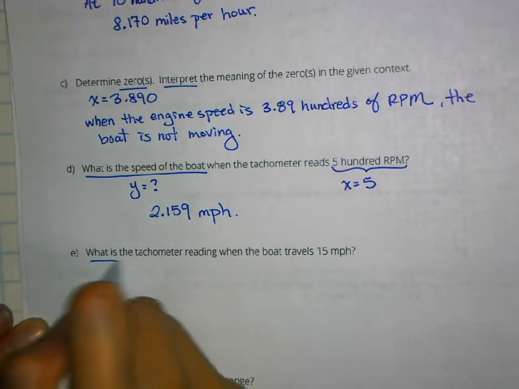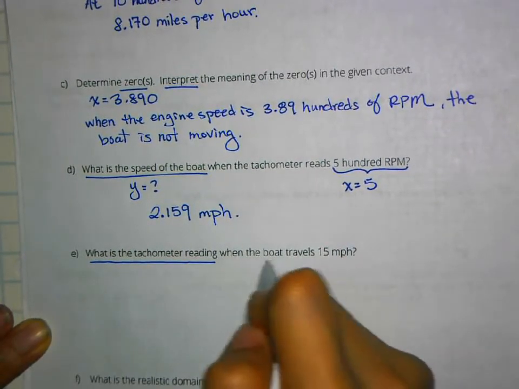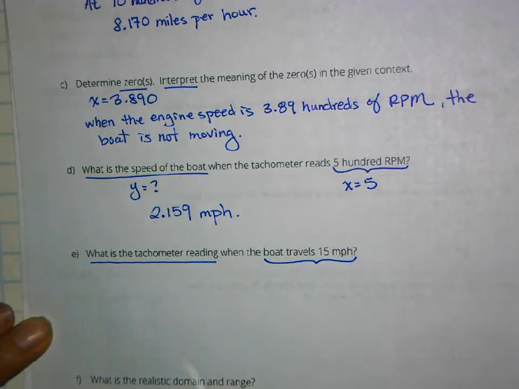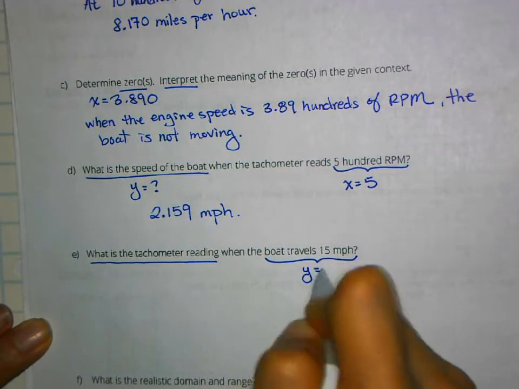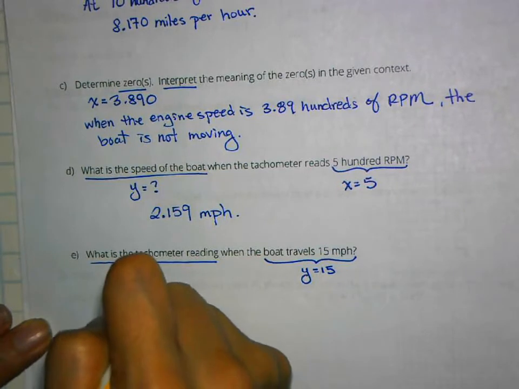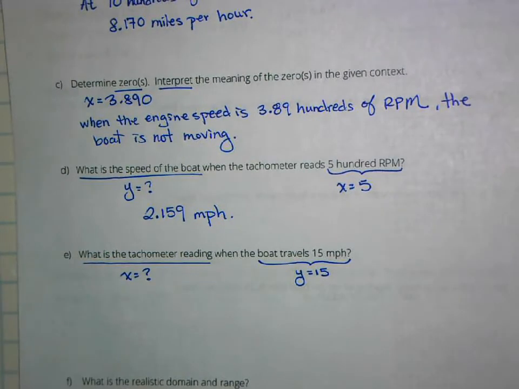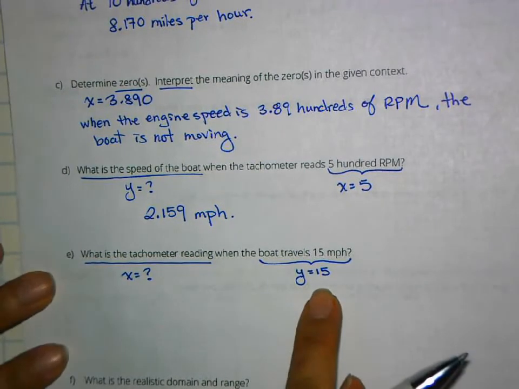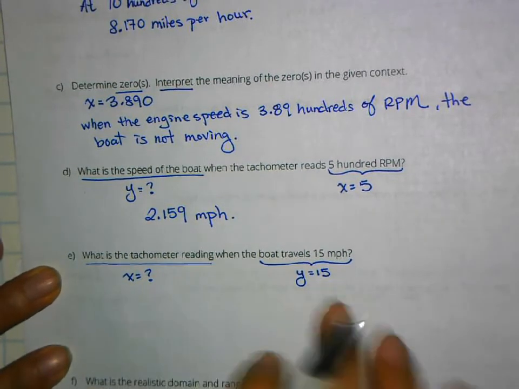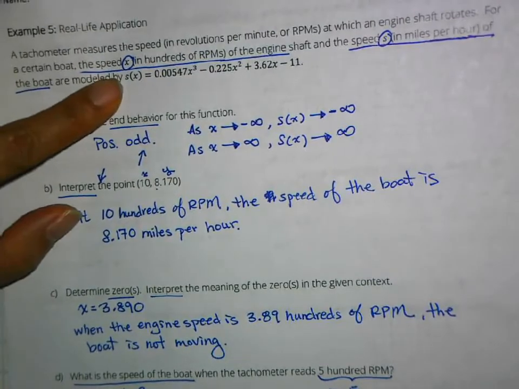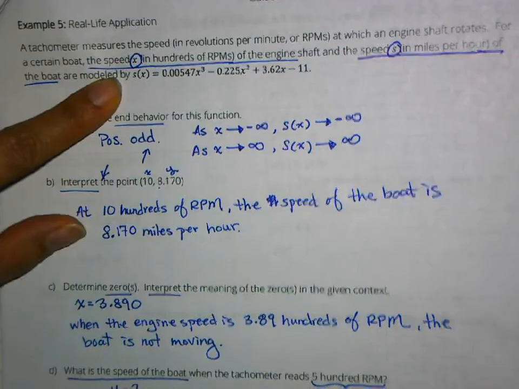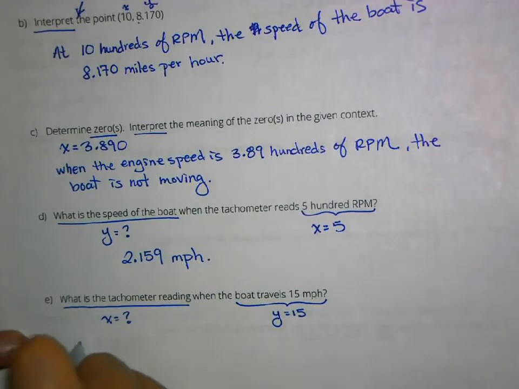What is the tachometer reading when the boat travels 15 miles per hour? Well, that's my y. y equals 15 miles per hour. That means I'm asking, hey, what's the x value? You want to say y equals 15. So when I'm looking at this function, the 15 goes in s of x. So really, this is what they're asking you.